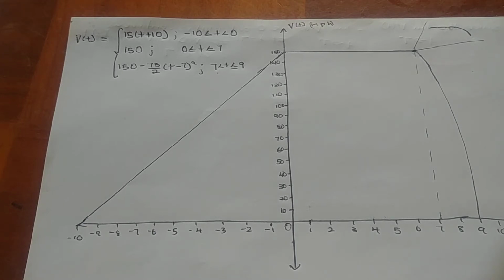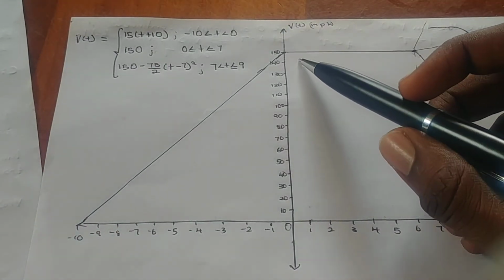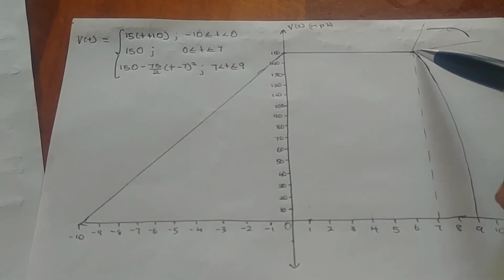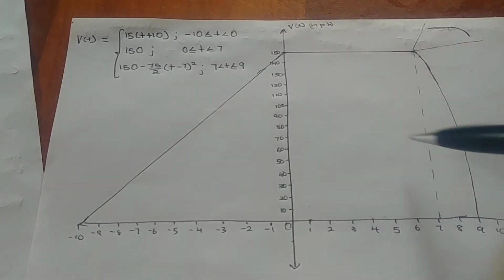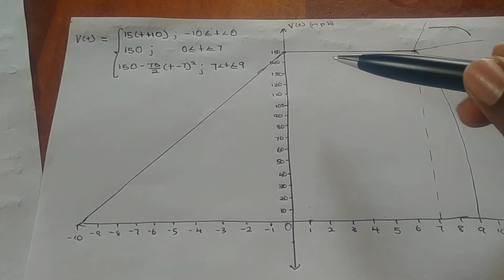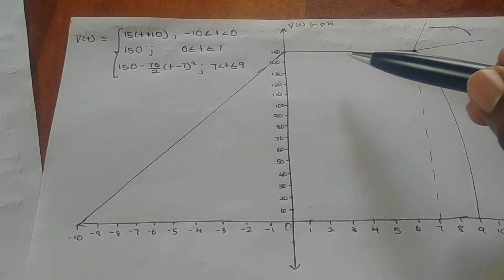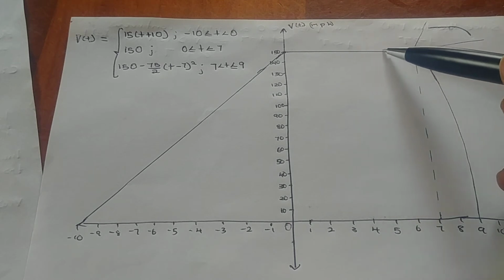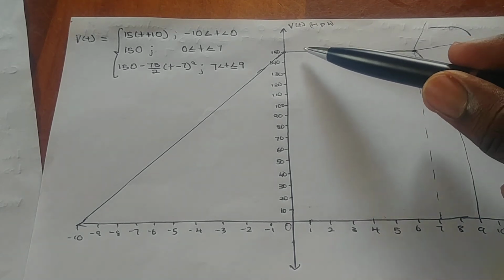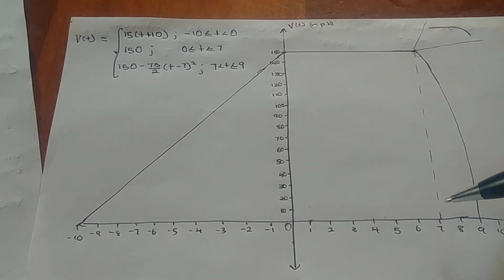Okay, so now to check for continuity at t equal to 7. Same thing, let's do the graph first. We need to know if the limit exists when t approaches 7. To do that, we check from the left and from the right, and if they have the same values, we know that the limit exists. As t gets closer and closer to 7, we can see that v of t gets closer and closer to 150. Well, it is always 150, so it doesn't matter.